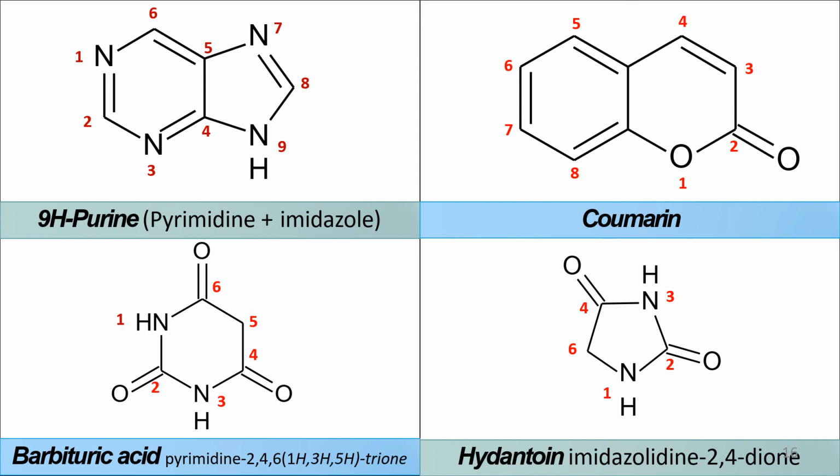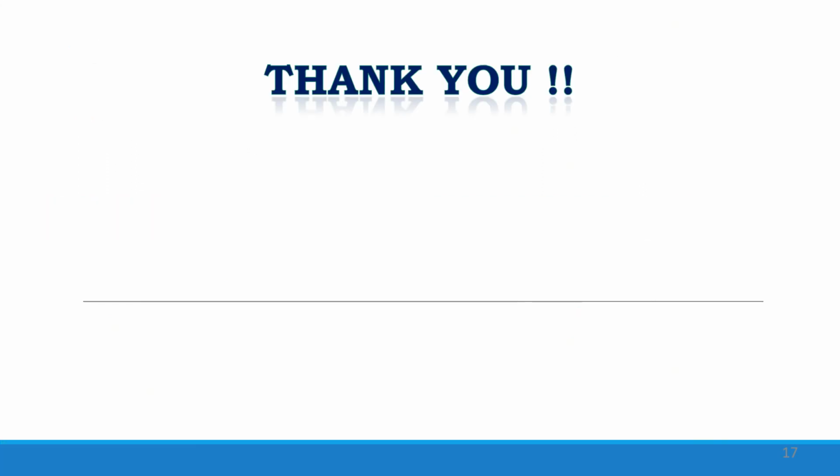The very important nucleus is 2,4,6-trione. 2, 4, and 6 contain oxygen, that's why we call it trioxo. But the hydrogens are present at 1, 3, and 5, hence trihydro. That is the name of the structure, barbituric acid. Hydantoin is also very important.